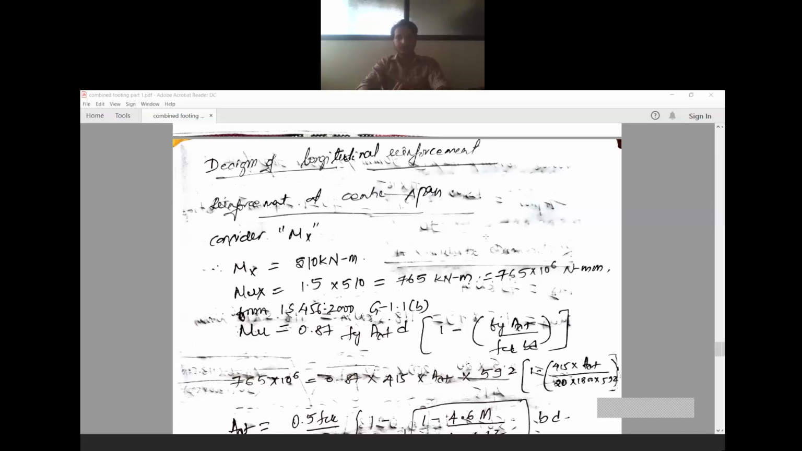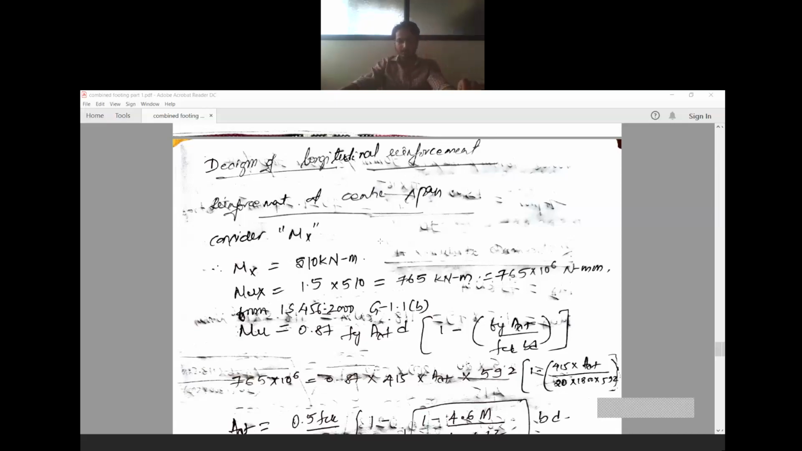Since we are doing a slab type foundation design, that is a combined rectangular footing, in this problem we shall first start with the design of longitudinal reinforcement. As you all know, when we have the moment value, that means the bending moment, we can easily calculate the steel required, that is Ast, the area of steel. To calculate the area of steel in the longitudinal direction, we shall consider the reinforcement at center span, or under maximum bending moment.